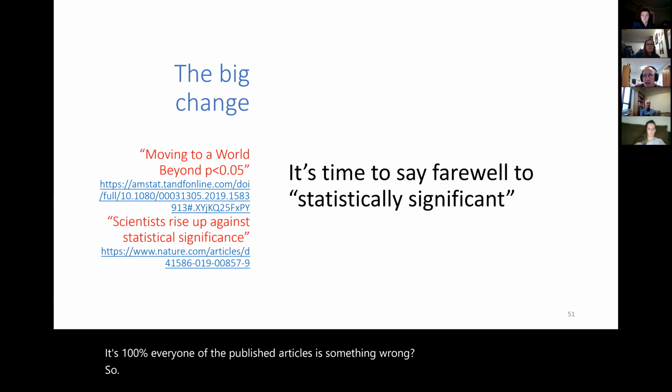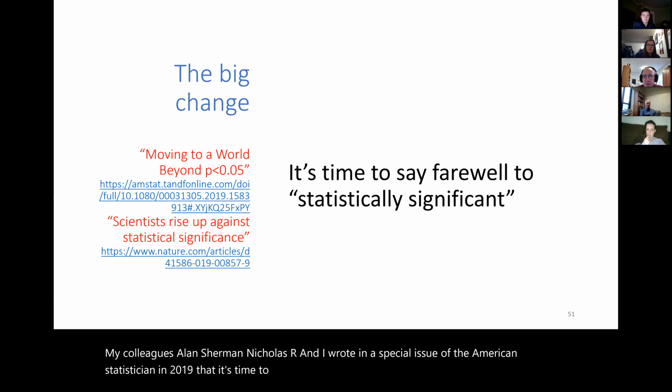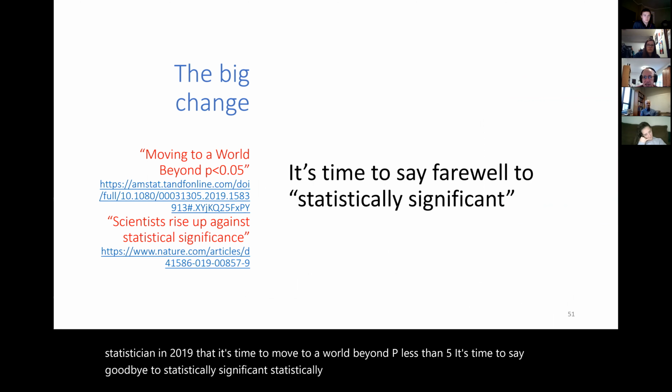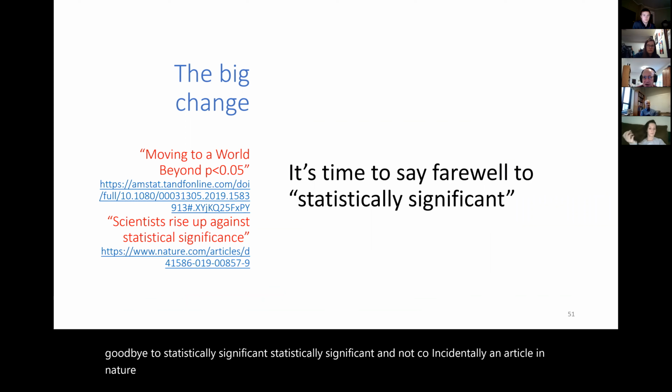My colleagues, Alan Sherm, Nicole Lazar, and I wrote in a special issue of the American Statistician in 2019 that it's time to move to a world beyond p less than 0.05. It's time to say goodbye to statistically significant. And not coincidentally, an article in Nature appeared the same day that our editorial was released: Scientists rise up against statistical significance.